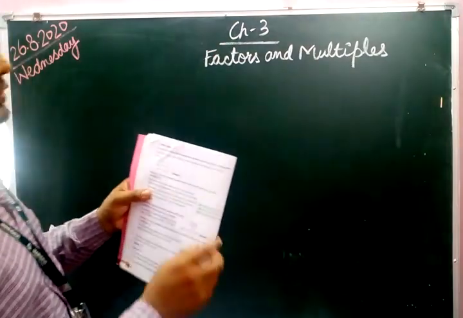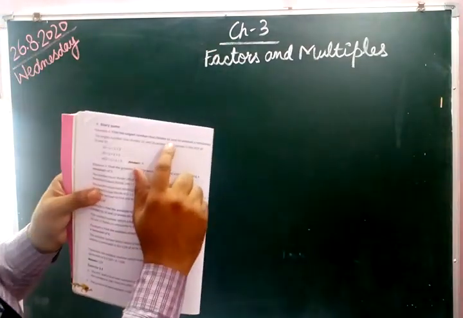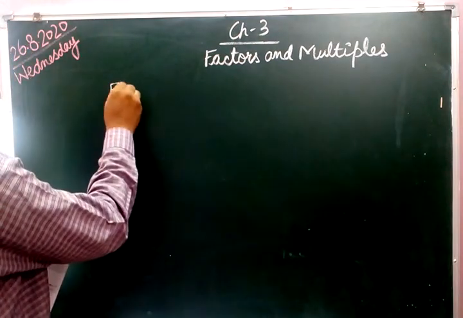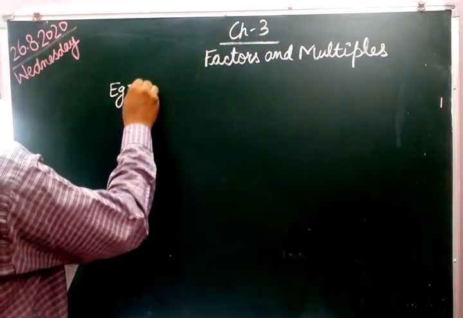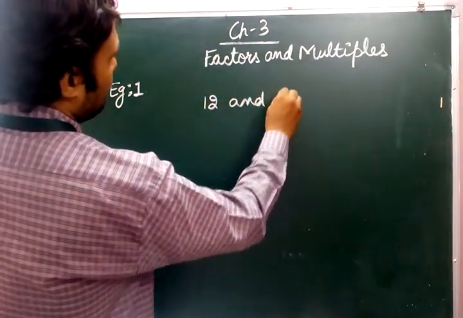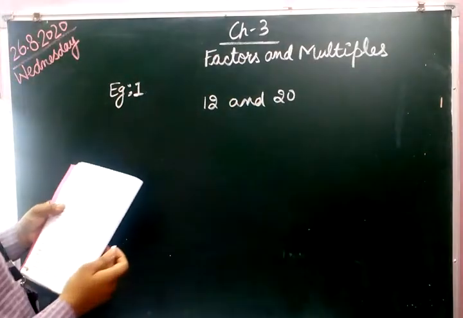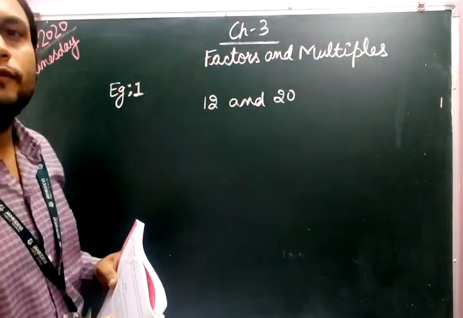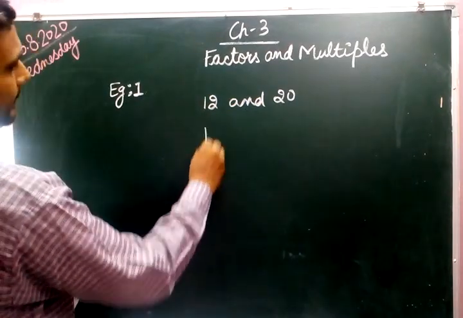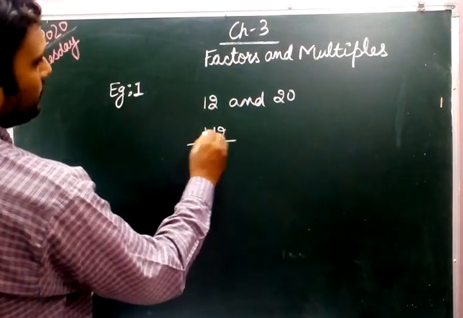A question is there: you have to find the largest number that divides 12 and 20 without a remainder. So we have the numbers 12 and 20. We have to find the largest number, which means we have to find the HCF. So first we will do the factors. We will take out the factors of 12.